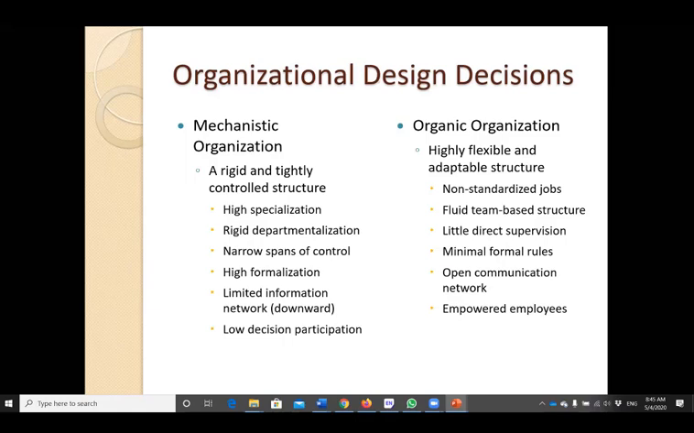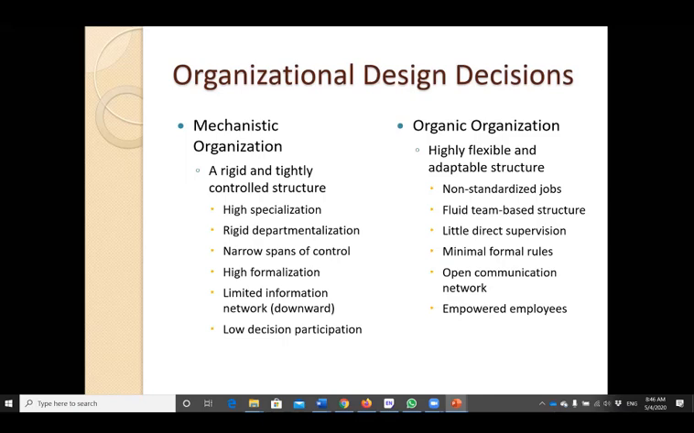And this one can work best if the jobs are non-standardized. Because they are non-standardized, you need to deal with case by case, right? So with a fixed structure, you may not be given enough power to do that. That's why you may need to change to the organic organization.